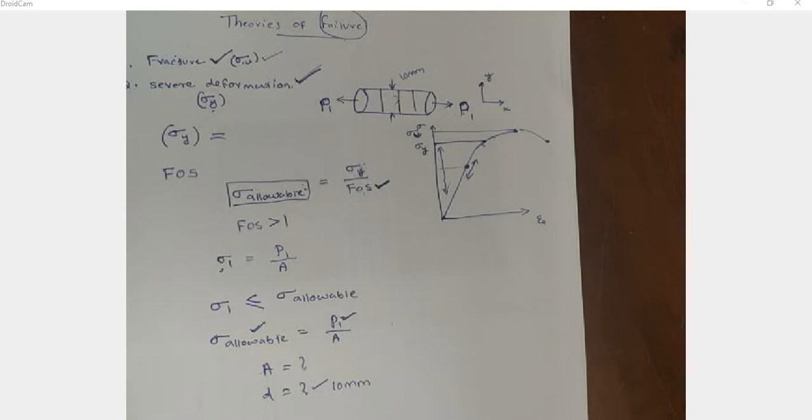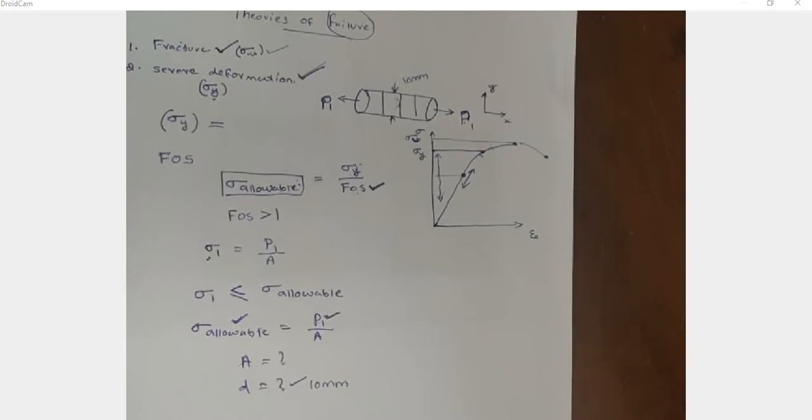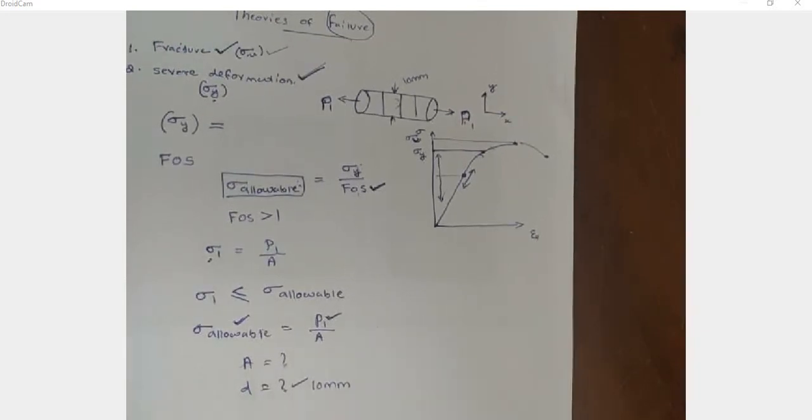But this is not the case for actual structural members. An actual structural member is subjected to different types of load. The member may be subjected to torsion, to bending, or to loads in different directions, such as tensile and compressive loads and normal stresses. So different types of load may act on a structural member.